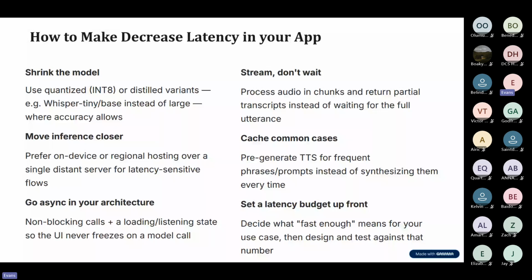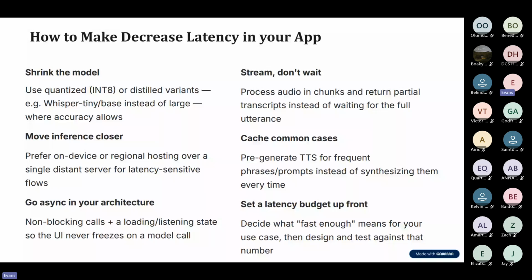And also with TTS or ASR, make sure you stream. You can stream your output to make sure it's fast, right? What that means is your output is coming in chunks. You don't want to just bring out the whole output at once.